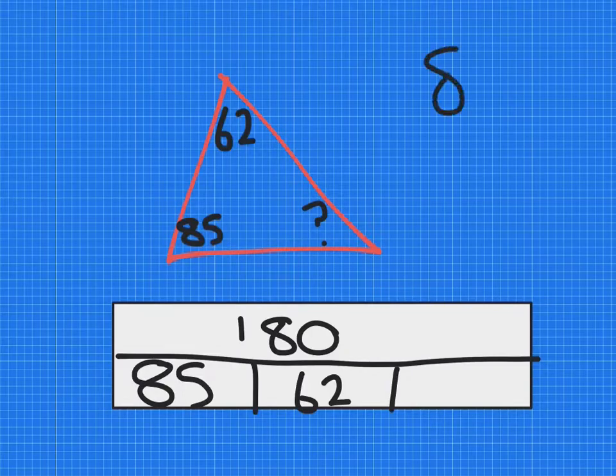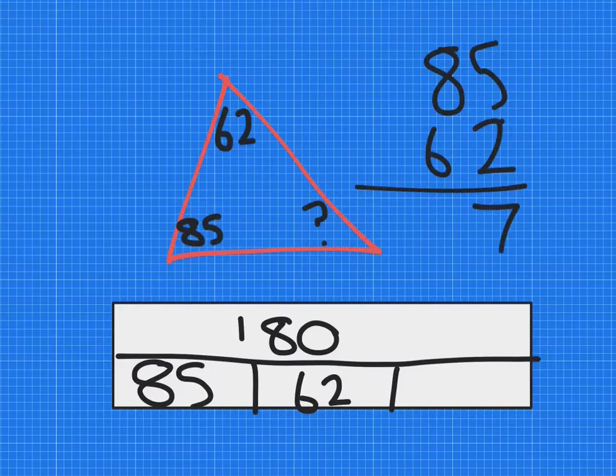So if we do a little bit of addition here, 5 add 2 is going to give me 7, 8 add 6 is going to give me 14, 147. So now I've got 147, so these two angles add up to 147, and I can use that figure to deduce that missing angle here by doing some simple subtraction.